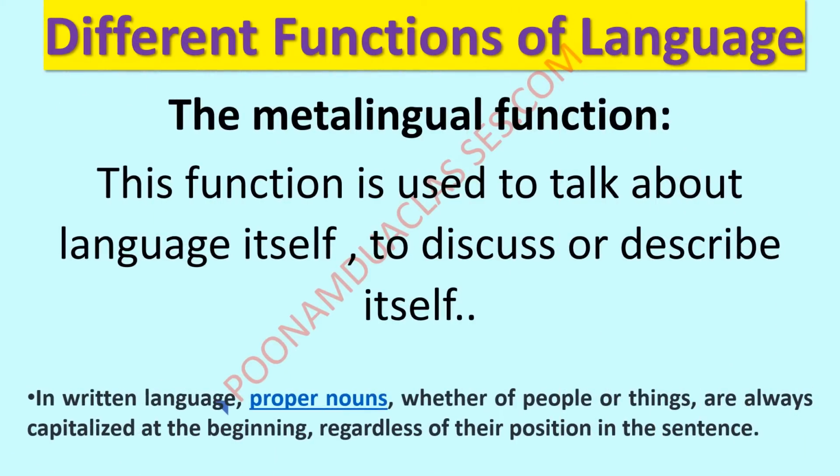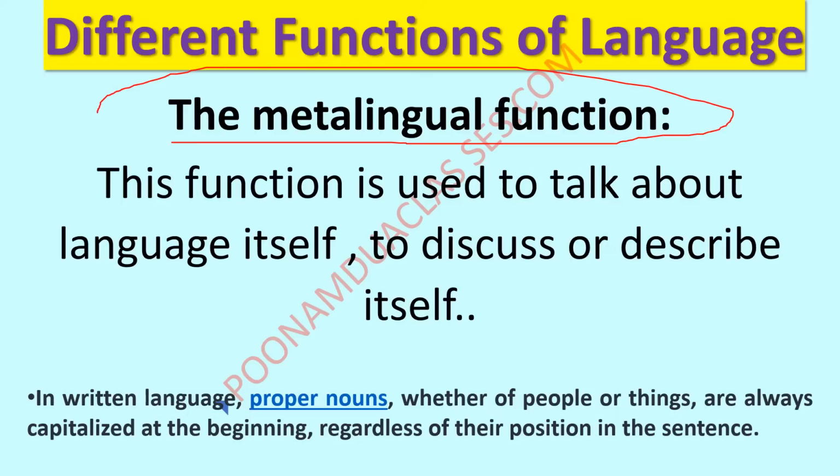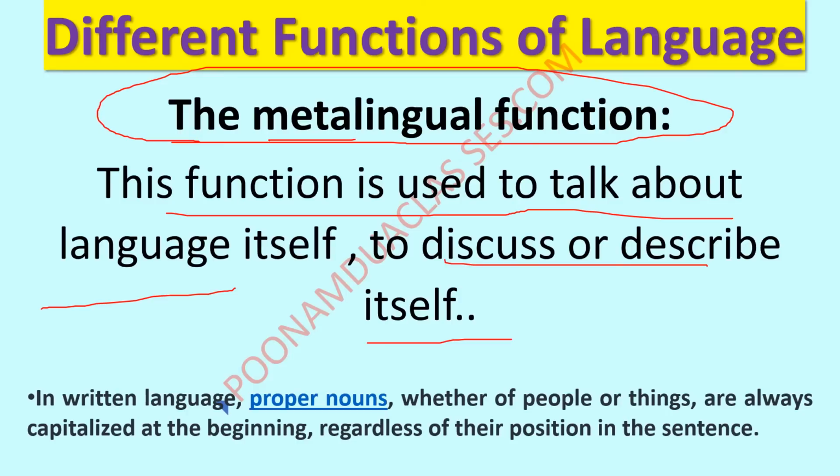And the last one, metalingual function. Metalingual function is called the function when we just talk about the language itself. We are defining something from the language. For example, we are defining what are nouns, what are pronouns, what are adjectives, what are adverbs. This function is used to talk about language itself, that is why called metalingual function, to discuss or describe language itself. Let us see this example.